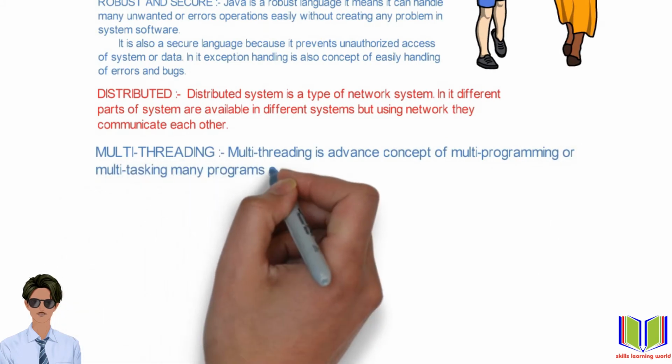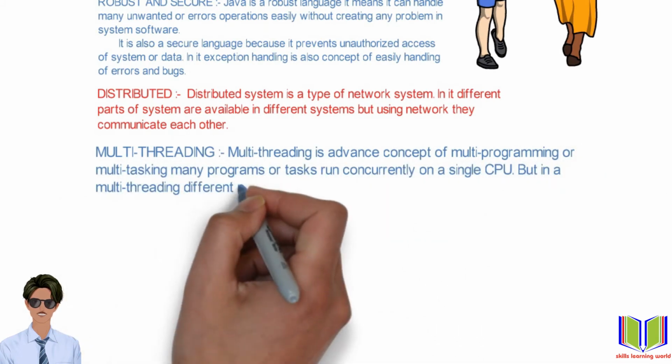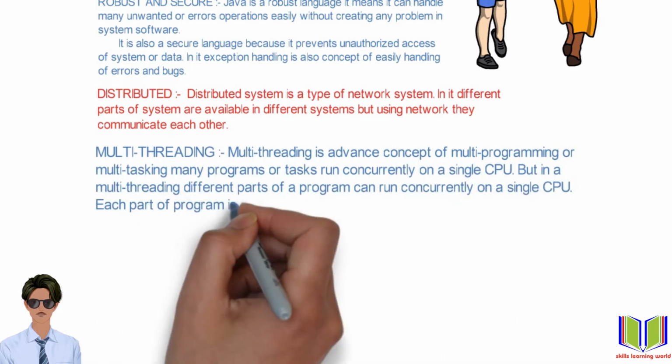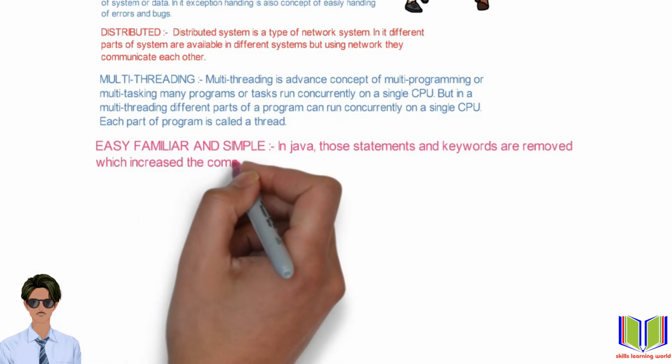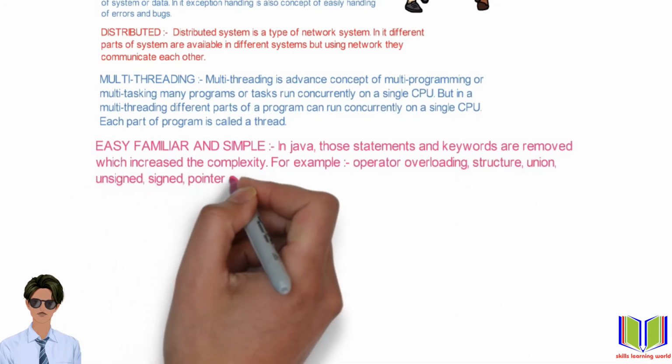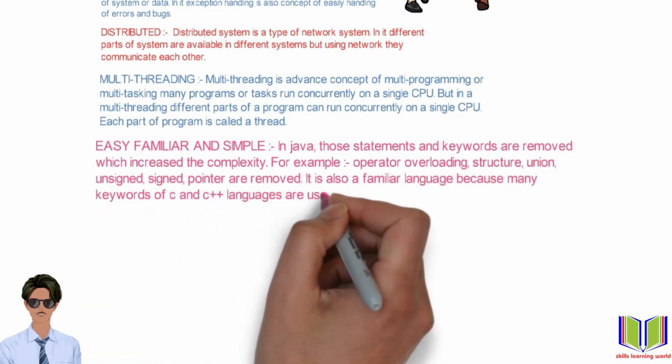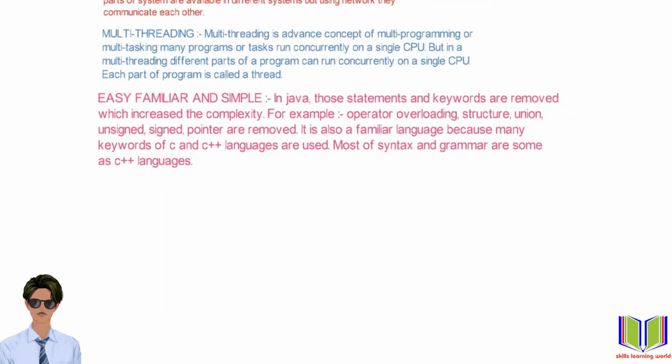Multi-threading. Multi-threading is an advanced concept of multi-programming or multitasking. Many programs or tasks run concurrently on a single CPU. But in multi-threading, different parts of a program can run concurrently on a single CPU. Each part of the program is called a thread.